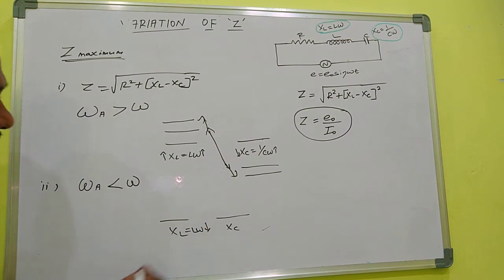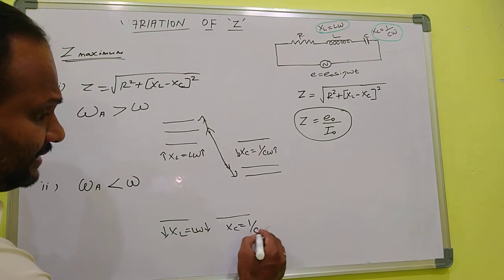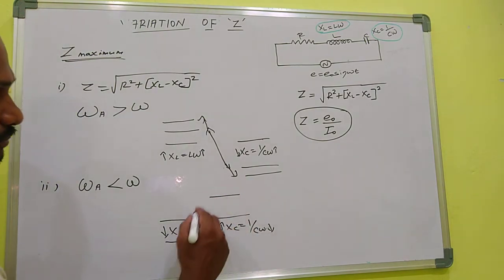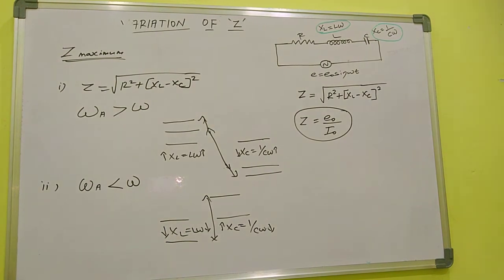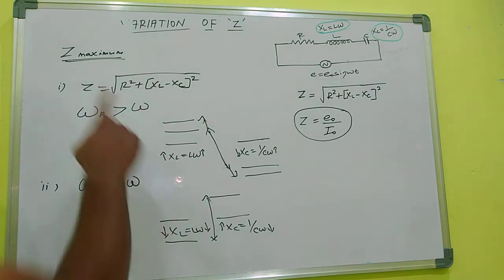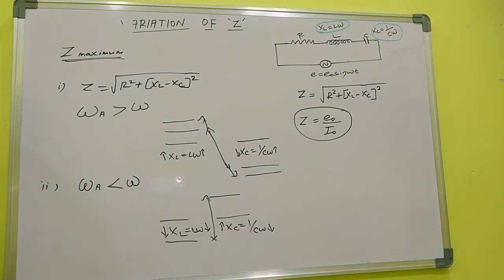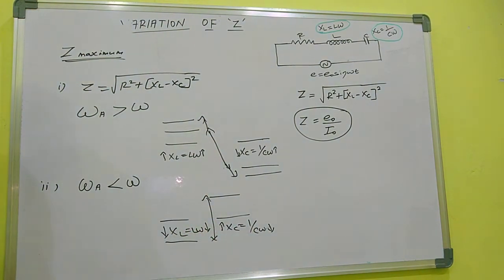XL is equal to L omega. If we decrease the applied frequency, the inductive reactance decreases, but capacitive reactance increases. That means XL comes down, XC goes up. So the difference is created here also. Whenever the difference is created between these two values, the impedance goes on increasing. The same thing happens here also, because XL is directly proportional and XC is inversely proportional.